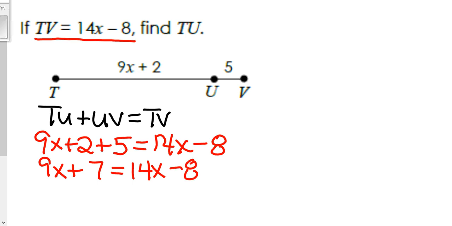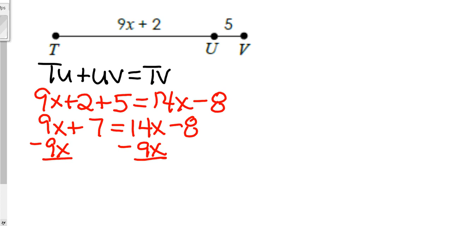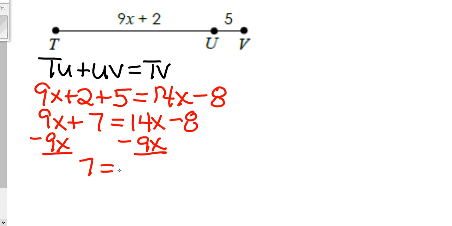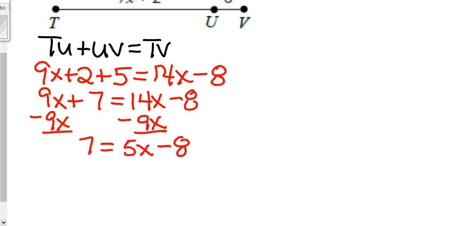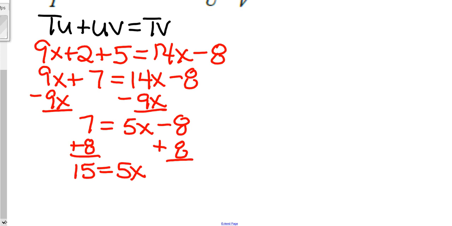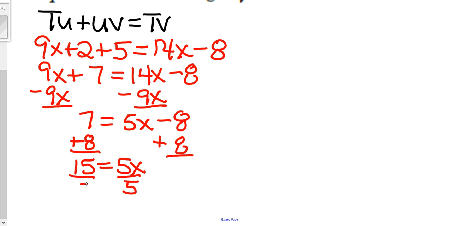Now we're going to move our variable to one side. I'm going to move 9x, so I'm going to subtract 9x on both sides. Get 7 equals 5x minus 8. Two-step equation. So now I'm going to add 8 to both sides. 15 equals 5x. I'm going to divide by 5. 3 is equal to x.